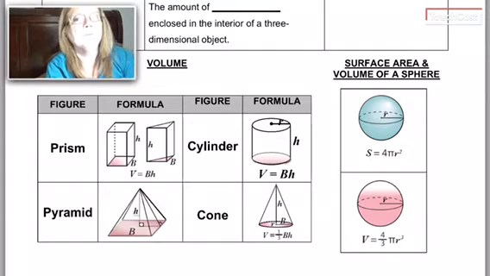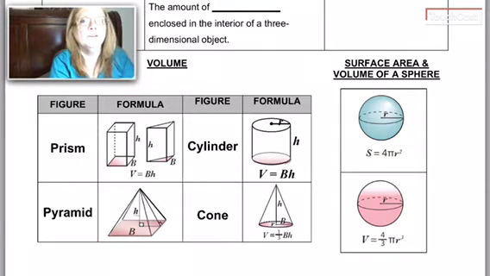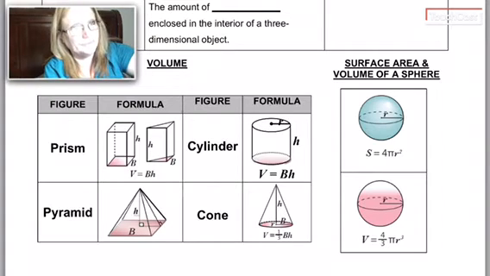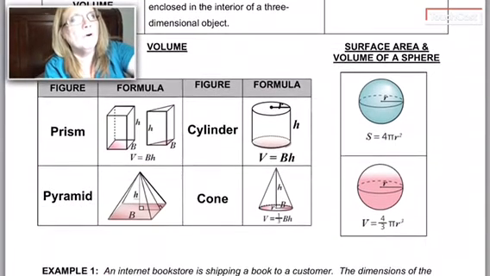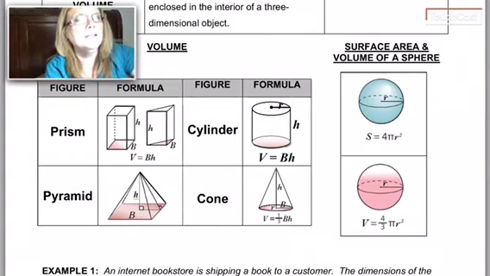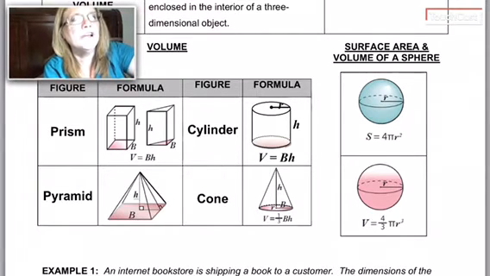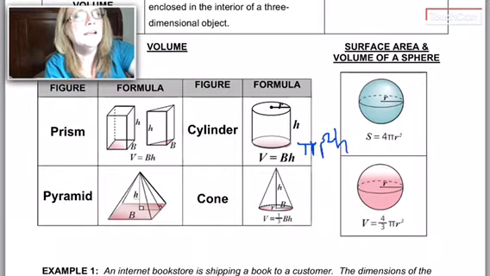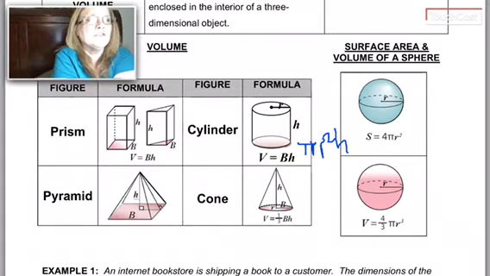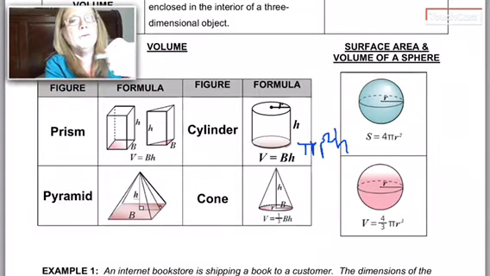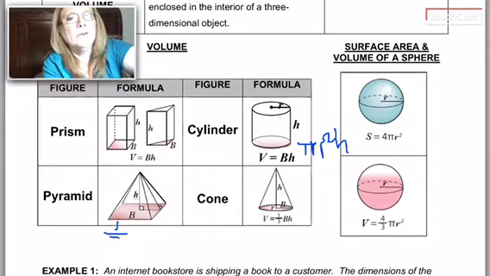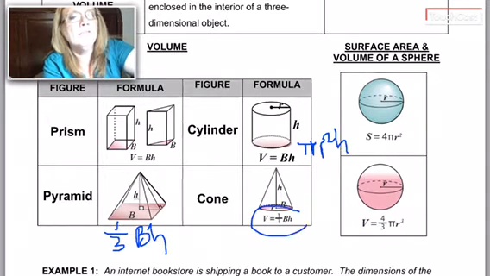Okay, the first one for prism is the volume is equal to the area of the base times the height. Same formula for a cylinder. However, I like to change this to pi r squared times the height because the base is actually a circle. So the area of a circle is pi r squared. The pyramid is 1/3 the area of the base times the height. The cone has the same formula.